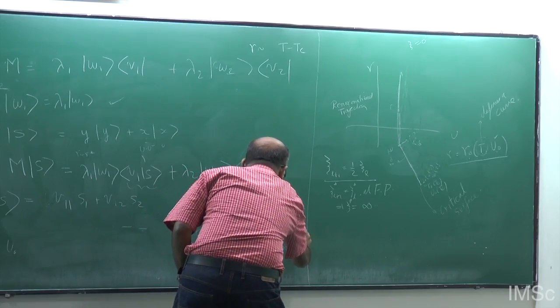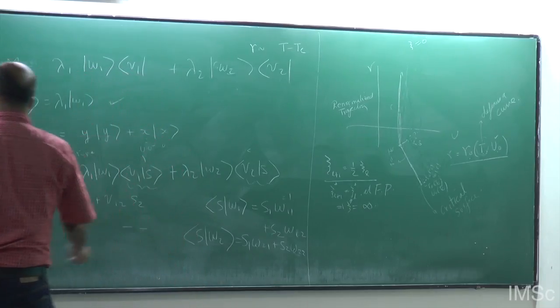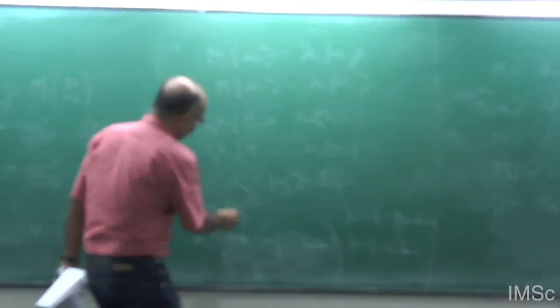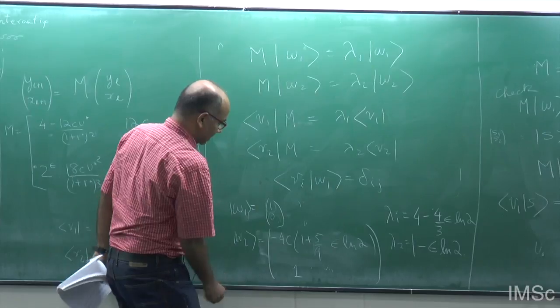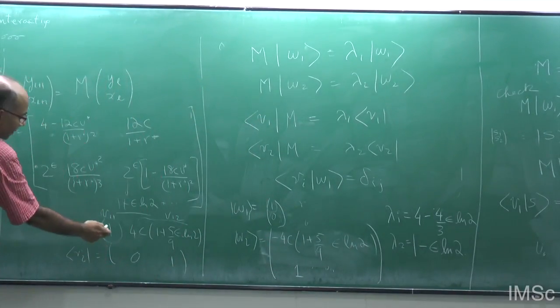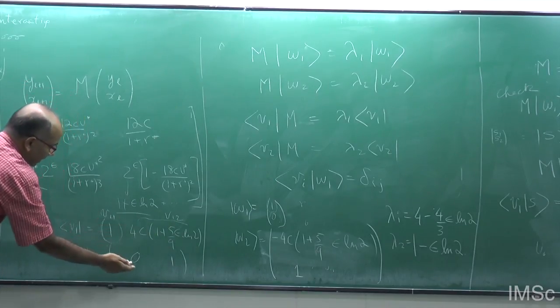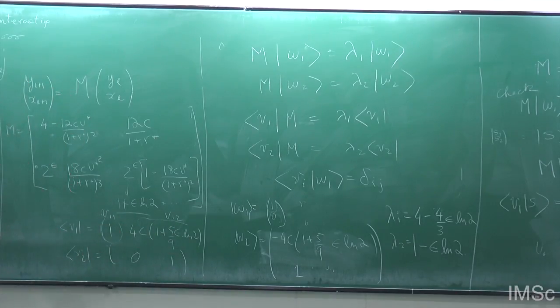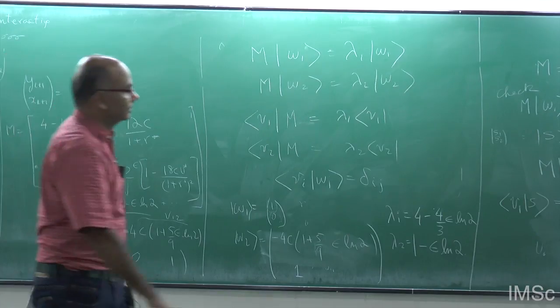This is W12. So what is W11? It's this one. W12 is that. W21 is this. W22 is that. And then V11 is this. V12 is that. V21 is this. V22 is that. So it's just a change of basis.